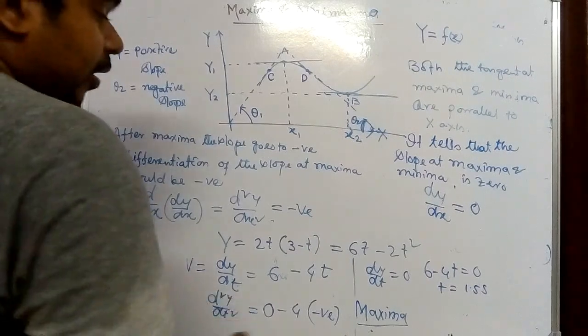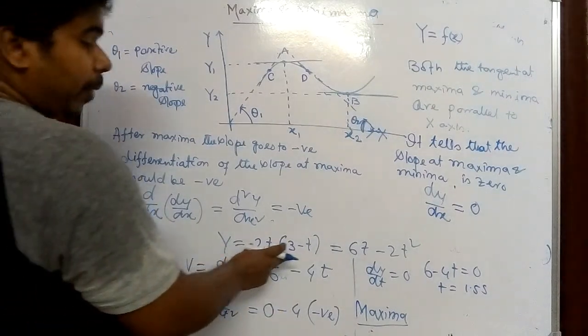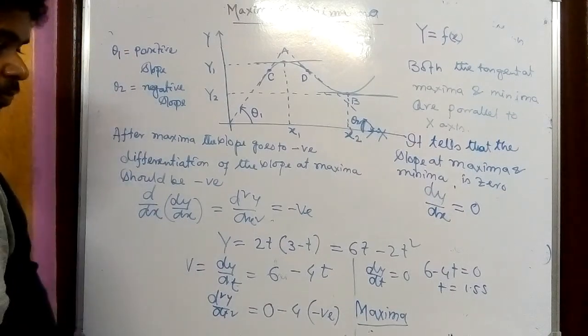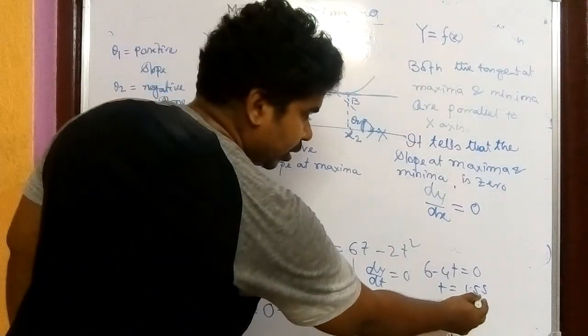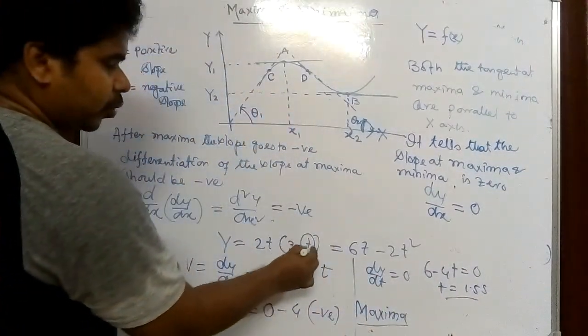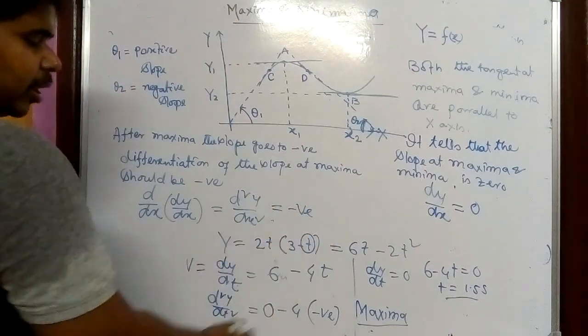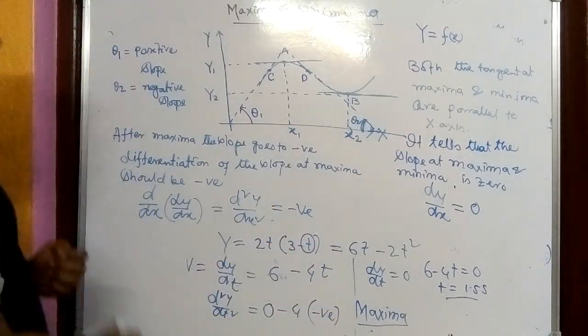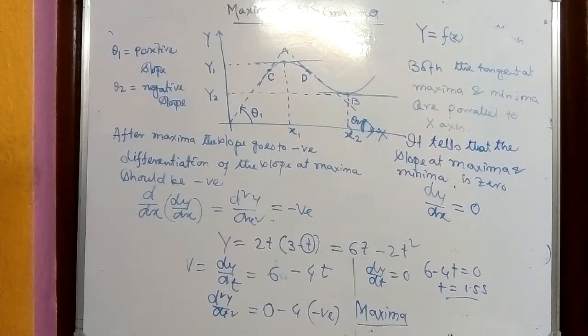So if it is asked what will be the maximum displacement, then you have to put this 1.5 second into here. If you put it, you will get the maximum displacement of the body. Clear? Okay. Now we'll come to minima.